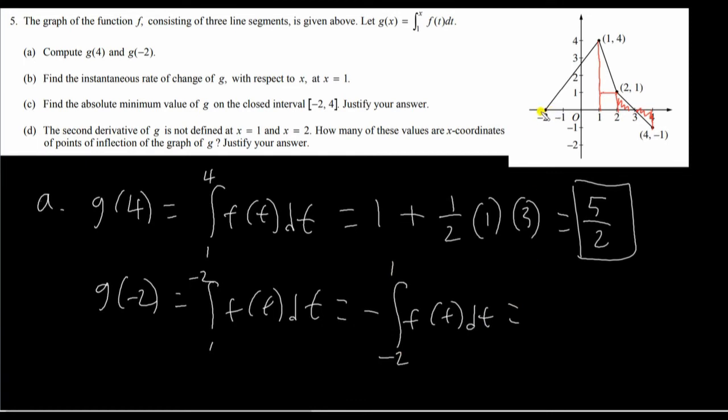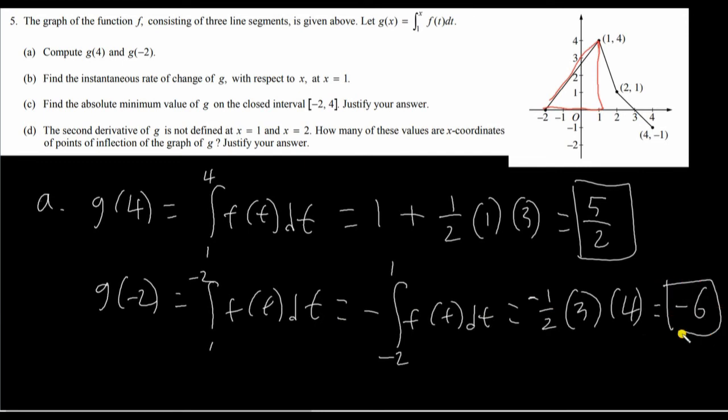And then that's from negative 2 to 1, that's just this triangle. Let me erase this, and then we have this triangle there. So the area of that's going to be 1/2 times 3 times 4, and there's also the negative sign, don't forget that. That's going to come out to negative 6. And this is a 2-point question, one for each of the 2 things.